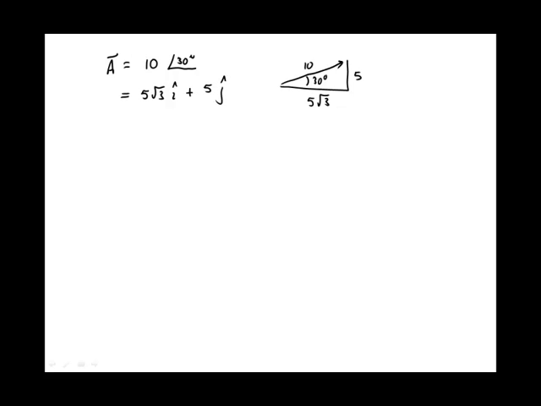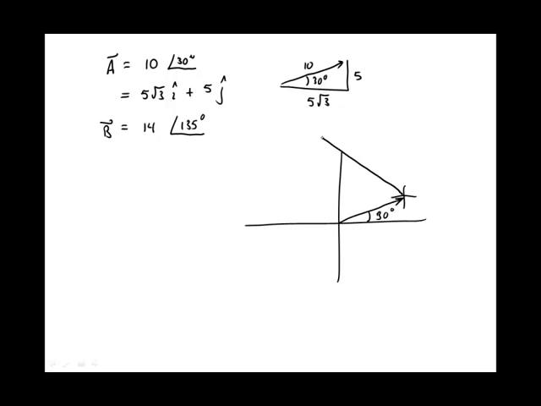Now if I had another vector, and maybe that vector is b, and perhaps b has a size of 14, and it's at an angle of 135 degrees. So if I draw my axes, here's A, that's at an angle of 30 degrees. And now let's start with B. I'm going to start over here, and I'm moving off in this direction. This angle here is 135 degrees, and this has a size of 14.